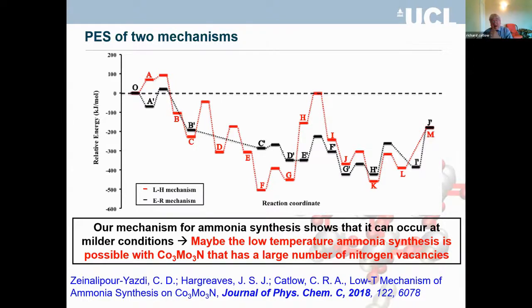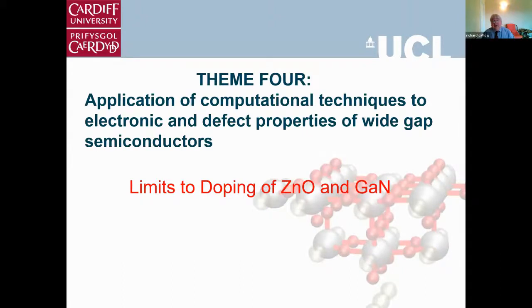Now, I think I've run out of time, so I probably should omit my fourth theme. If you're interested, I'm happy to talk about it. It's a more materials physics one, where we were able to elucidate the limits to p-type doping of these key materials, zinc oxide and gallium nitride.